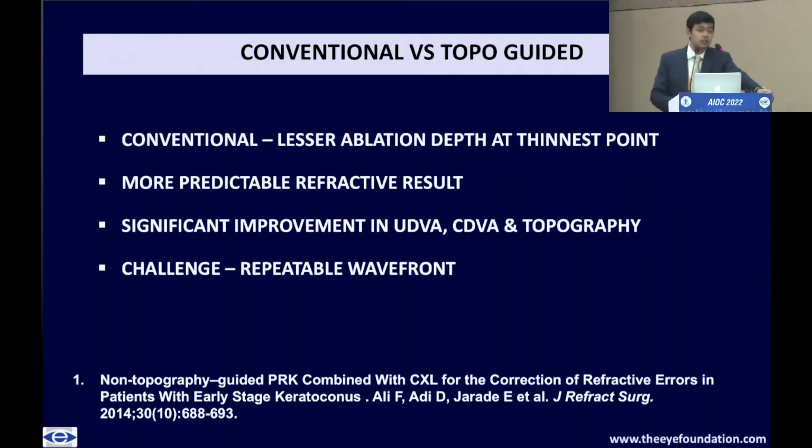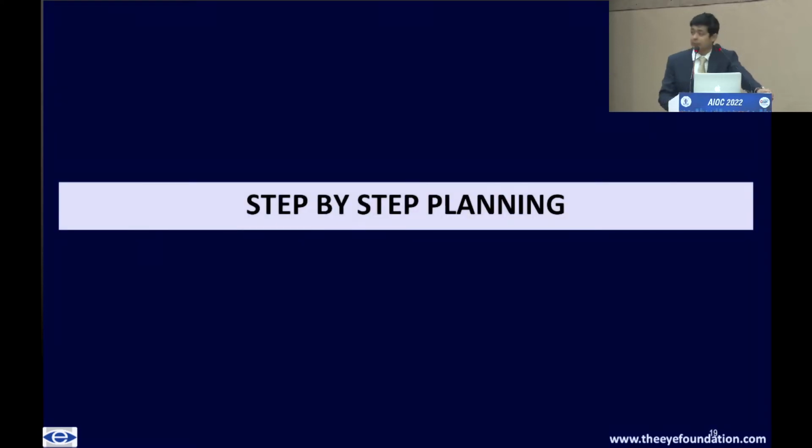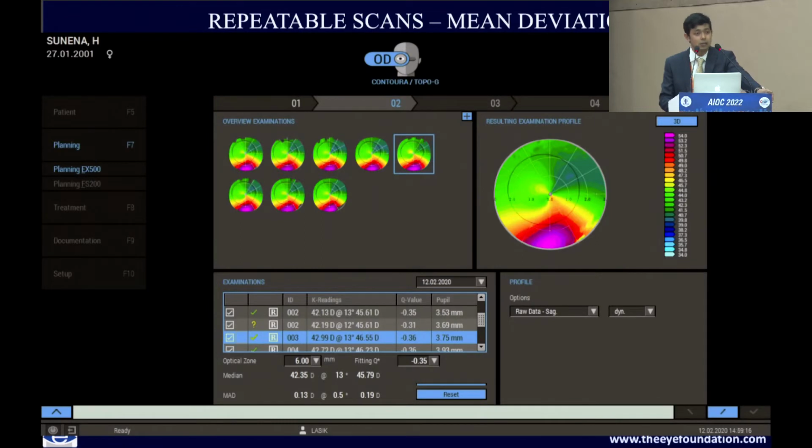Can you do a conventional laser? There have been a couple of papers which have shown that conventional lasers also work possibly in early keratoconus, but the challenge is to get a repeatable wavefront, and it is difficult. There's a lot of dynamic factors. Even in a normal patient, getting a repeatable wavefront is challenging, and to get it in a keratoconic eye would be even more difficult. So while I've shown this to say that it is a possibility and there have been a couple of publications on it, it's not something which I would recommend, and definitely using a topo-guided platform would be a better solution, as the whole purpose of the procedure gets defeated otherwise.